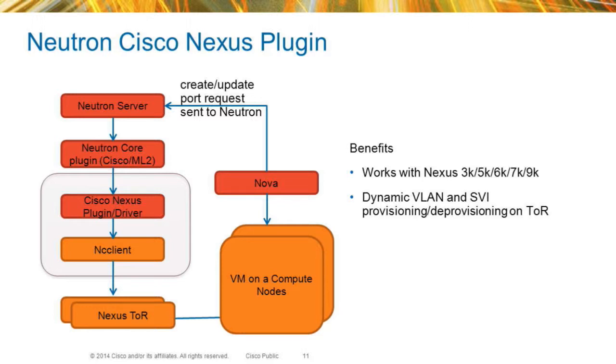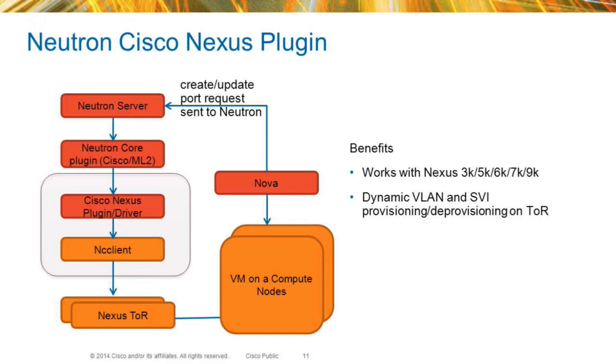And the Nexus plugin basically takes that create port request and sends the request onto the top-of-rack switch to configure that segmentation ID. Similarly, with SVIs, we provision the SVI, which is a layer 3 construct on the Nexus top-of-rack switch, to map the default gateway IP address onto that VLAN. So we achieve a layer 3 segmentation by configuring an SVI interface on top of the VLAN network on the top-of-rack switch. Similarly, this also gets deprovisioned when the VM goes away.